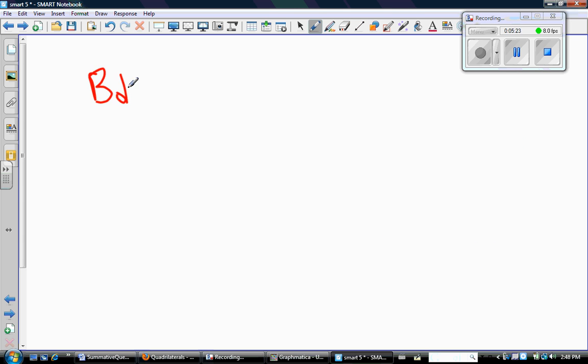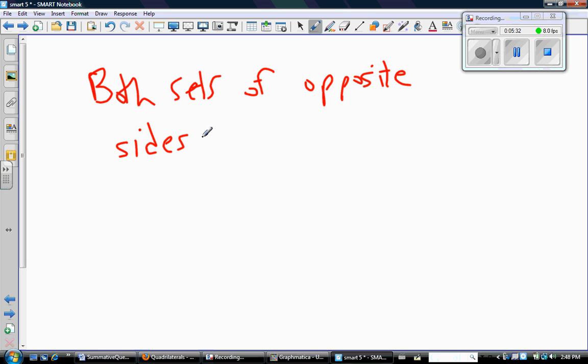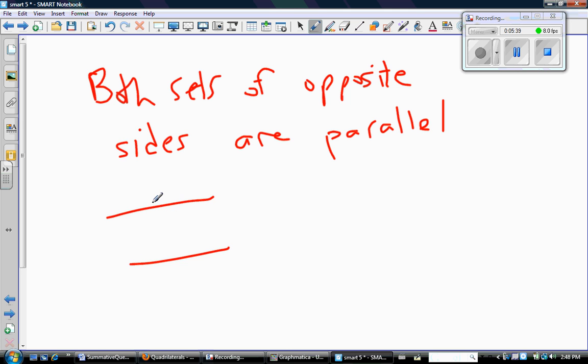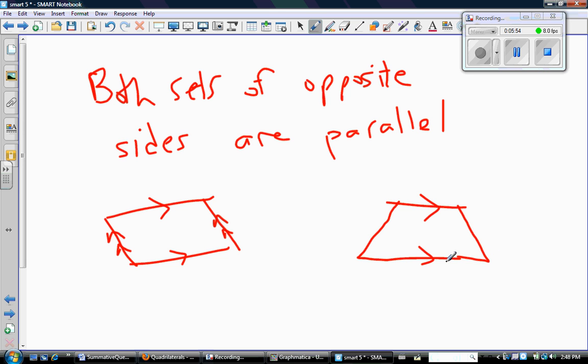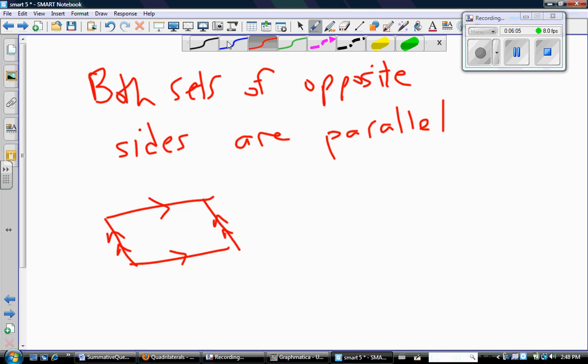Both sets of opposite sides are parallel. So in other words, not only are these sides parallel, so are these sides parallel. If I only had one set of parallel sides, so if these were parallel, but these weren't, for example, something like this, that's a trapezoid. But that's not what I have. Both sets of opposite sides are parallel, and therefore this must be a parallelogram.